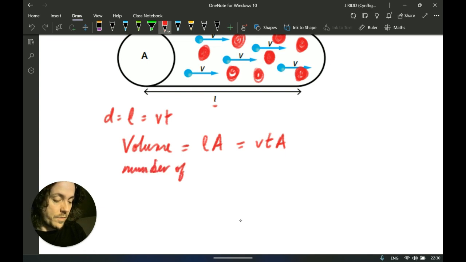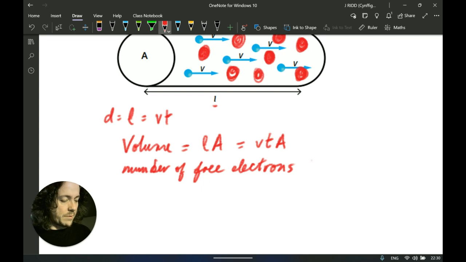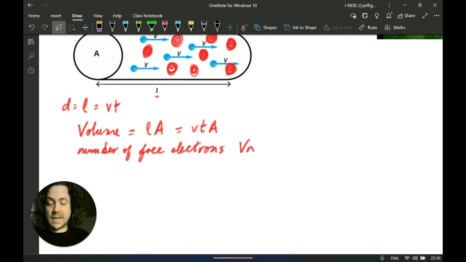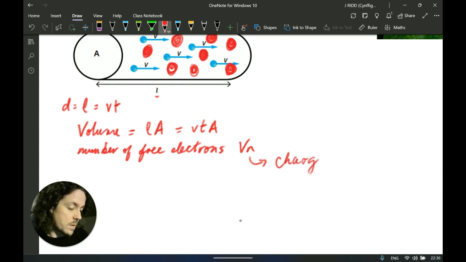Now, the number of free electrons, because if we want to know current, we have to know how much charge there is, and to know how much charge there is, we need to know how many electrons there are. Now, that's going to be given by, I can write that as Vn. Now, what is n? We need to spend a second just deriving this. This is known as the charge carrier density.